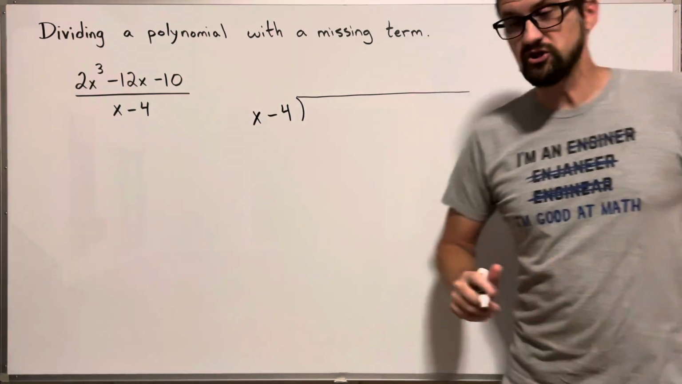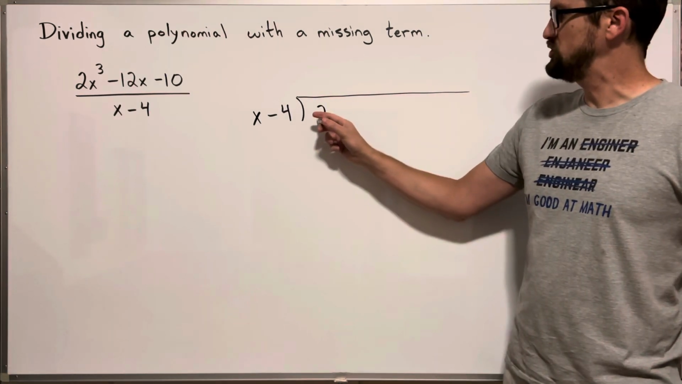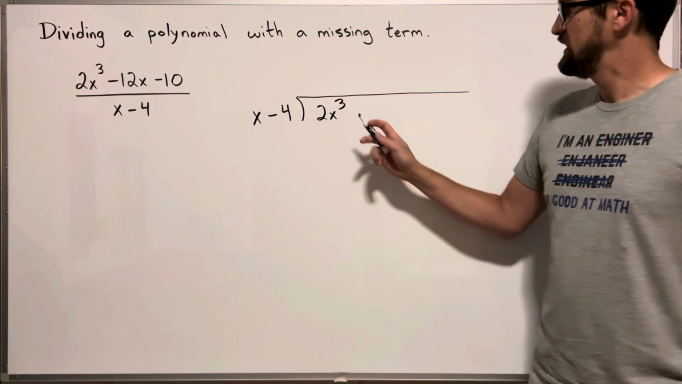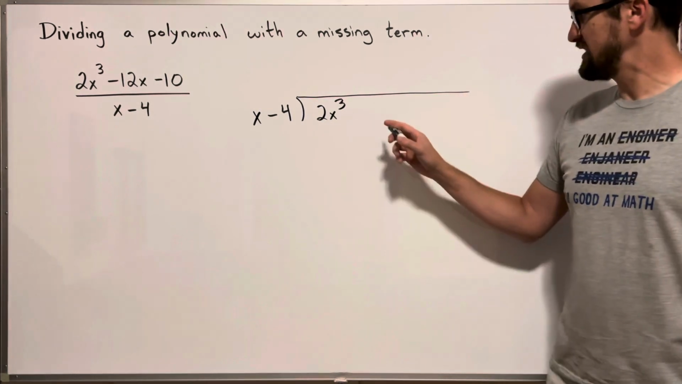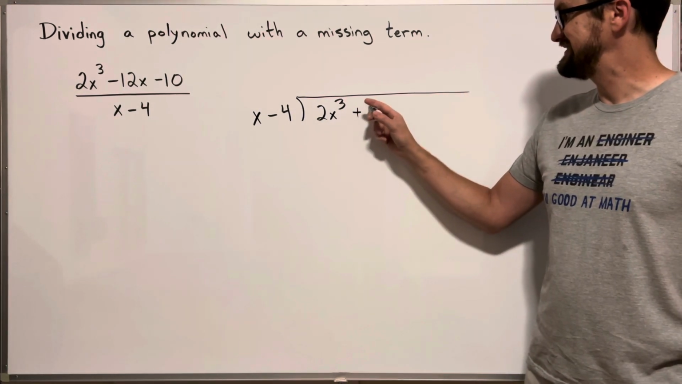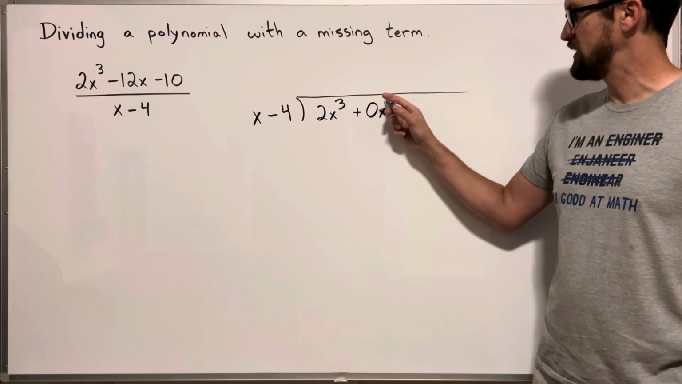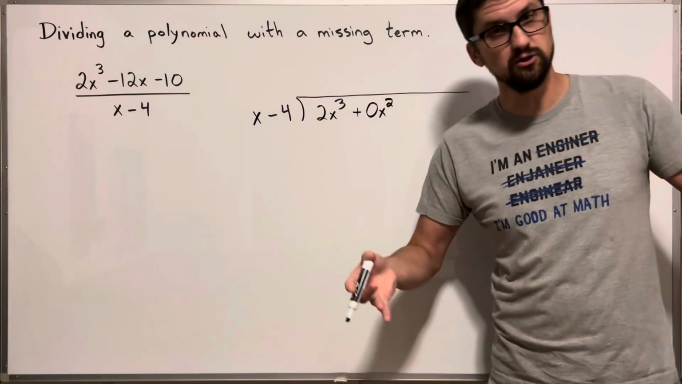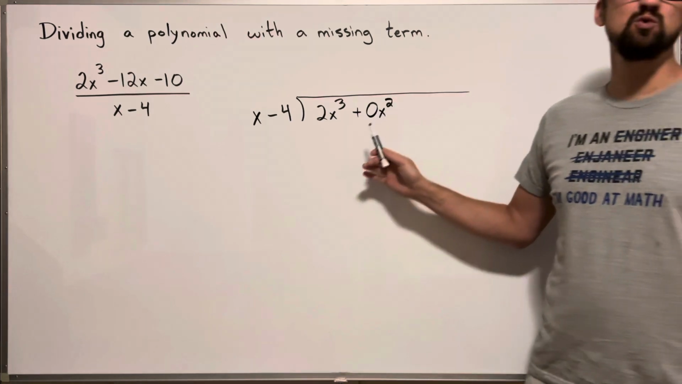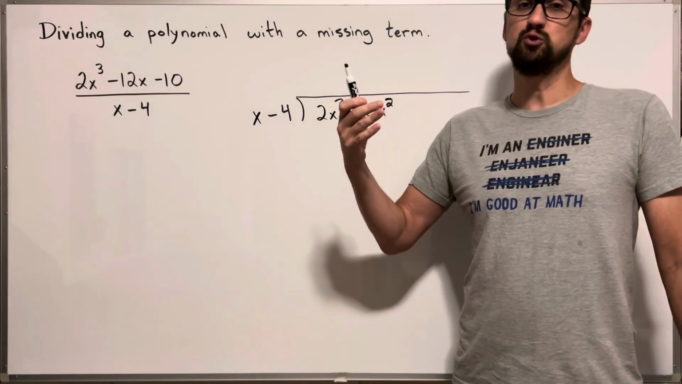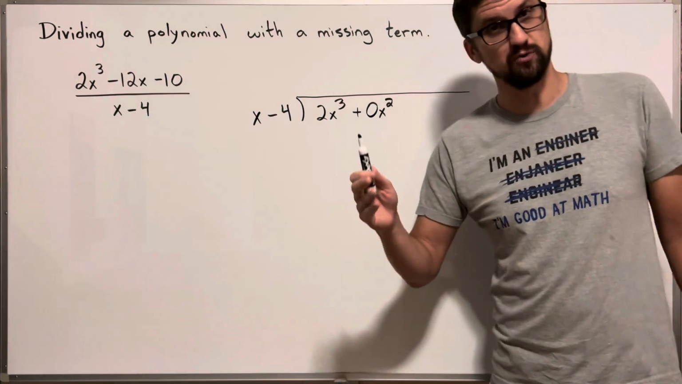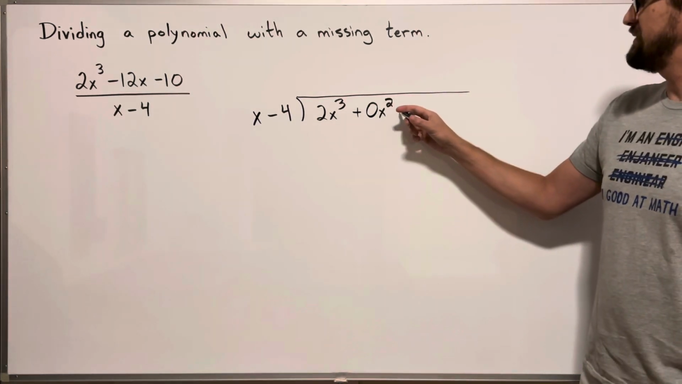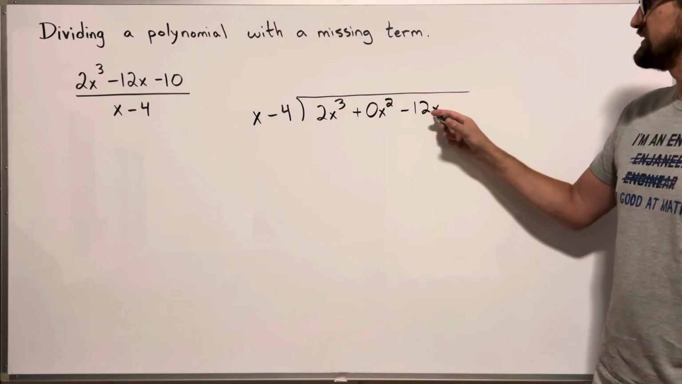The top part goes on the inside, so we're going to do 2x cubed, and we're going to put the placeholder here. I'm going to write the placeholder as a 0x squared. 0 times anything is 0, so I'm just putting the x squared term there to make things line up, and I realize that the x squared term is missing. And then I have minus 12x and a minus 10.